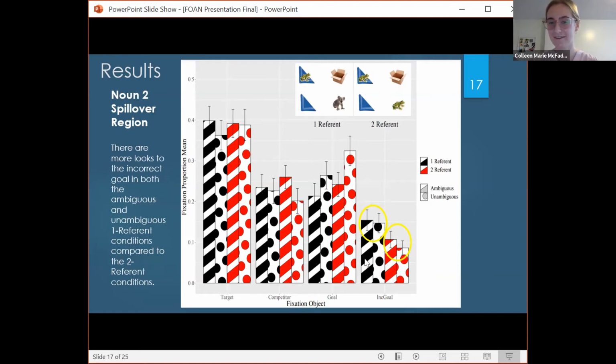However, between the set of the 1 referent bars and 2 referent bars, we see a difference. Within that, the ambiguous conditions did not seem to have an effect. As you can see, the 2 black bars are relatively equal, and the 2 red bars are relatively equal as well.